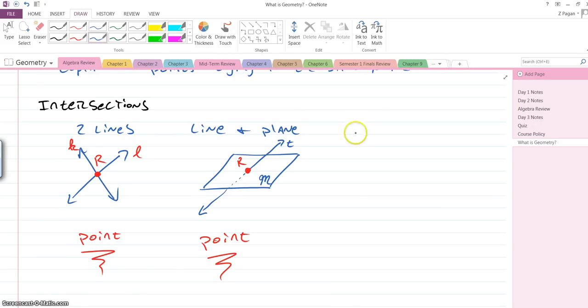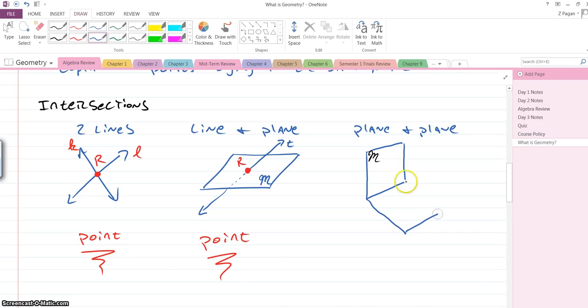Alright, and lastly, what if we have a plane intersecting another plane? Alright, so here's one plane. Let's call this plane M again. And this is another plane, plane N. So plane M and plane N. Now these two intersect at a line L. So two planes intersect at a line.